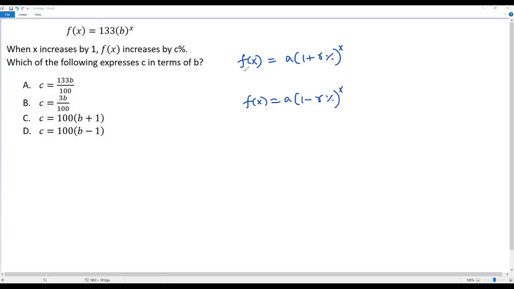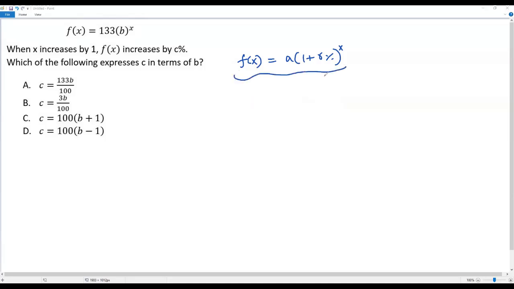So if the given function is exponential growth, then we'll have a positive sign here. If it is exponential decay, we'll have a negative sign here. And here this r percent represents the rate of growth. Here the r percent represents the rate of decay. But the question says when x increases by 1, f of x increases. Since f of x increases, clearly the given function is the exponential growth function. So we can ignore the exponential decay function.